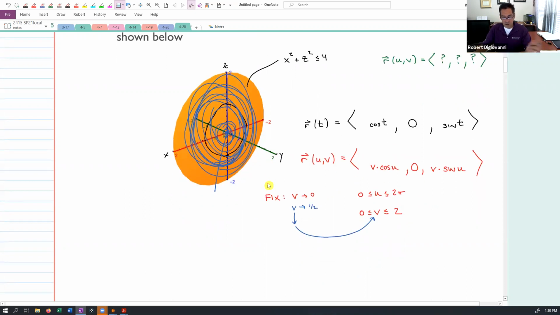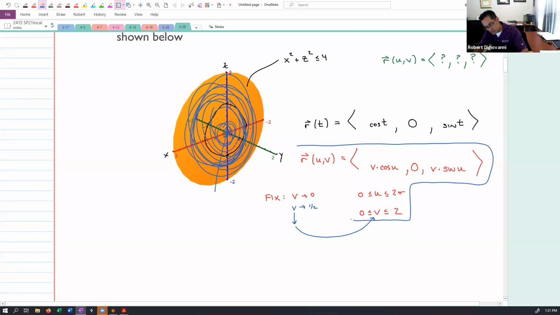So the answer is this. That vector function with those restrictions. Okay. That was the easiest problem we're going to do. All right, let's move on to another one now.